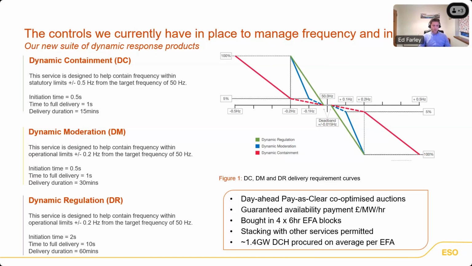These products have guaranteed availability payments in pounds per megawatt per hour. So providers tender in a fee, and if they're successful, they're guaranteed that fee for the duration of which they're contracted. Speaking of which, we procure these products across electricity forward agreement blocks. So these are 4-hour blocks across the operational day.